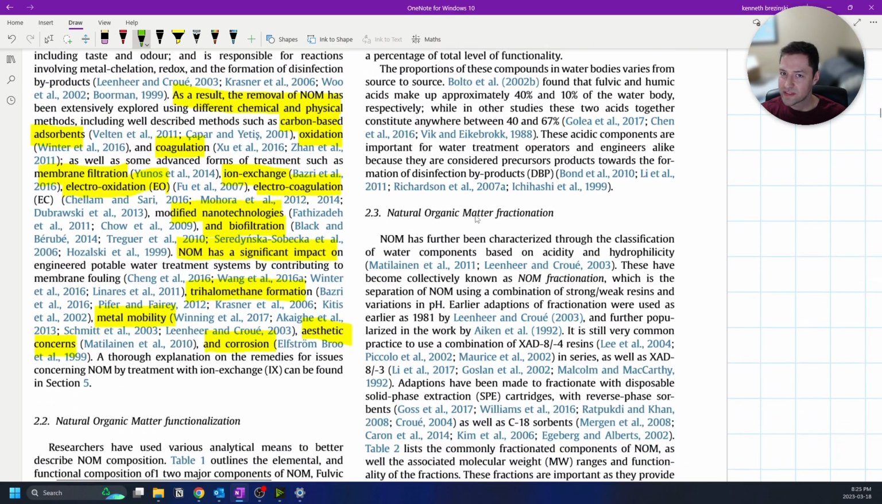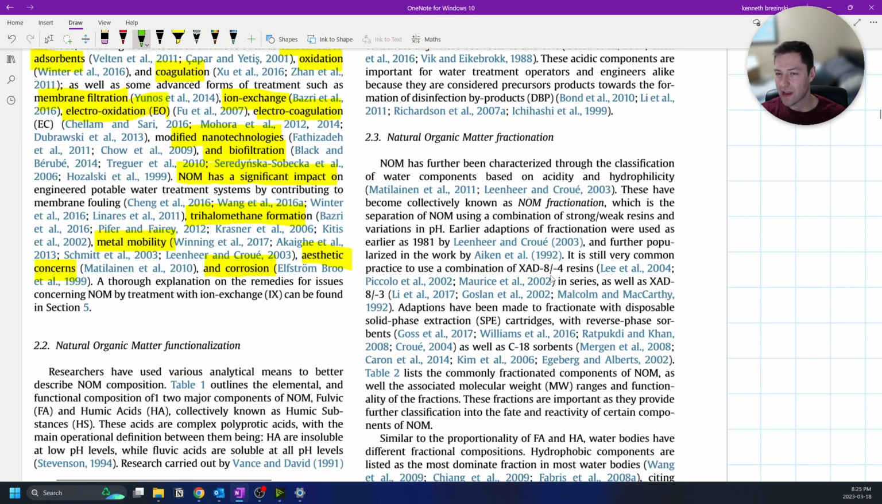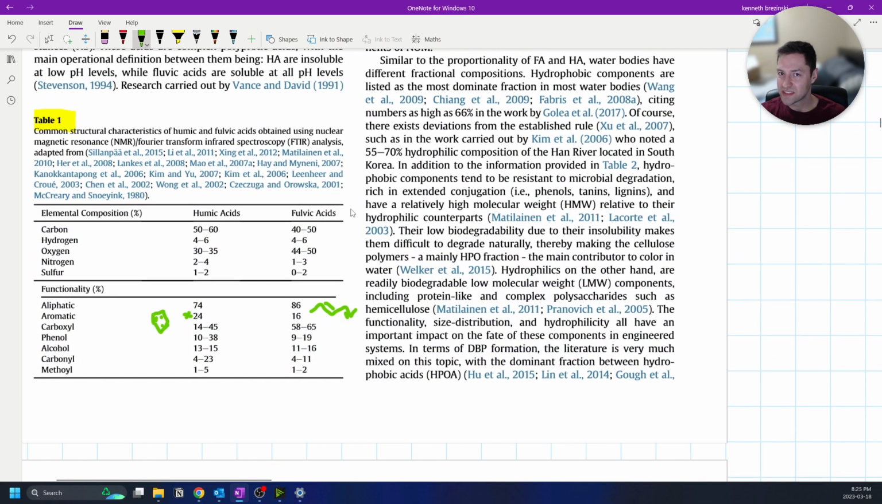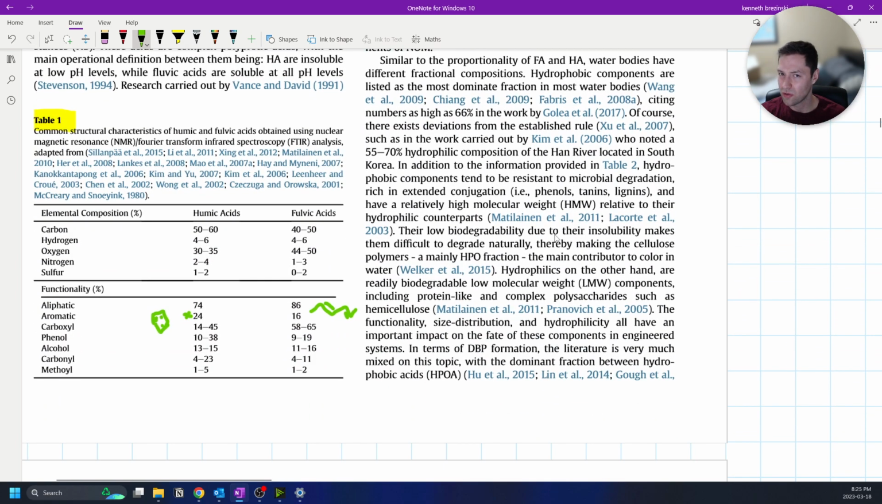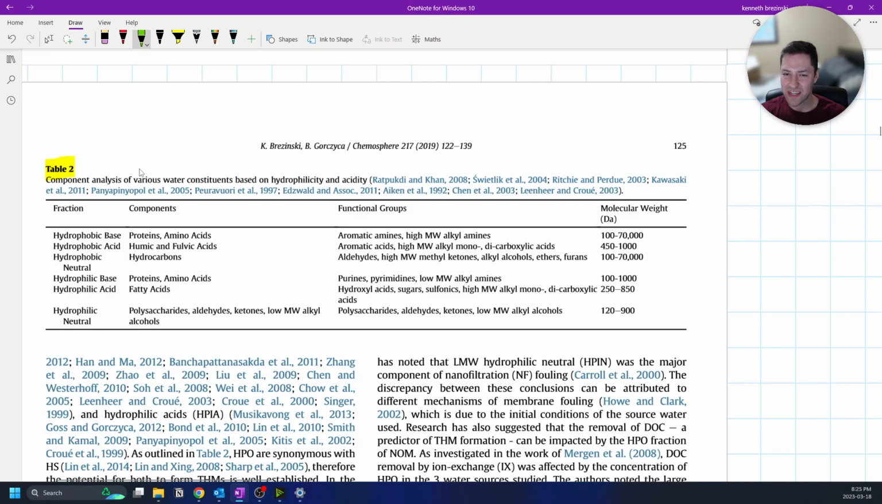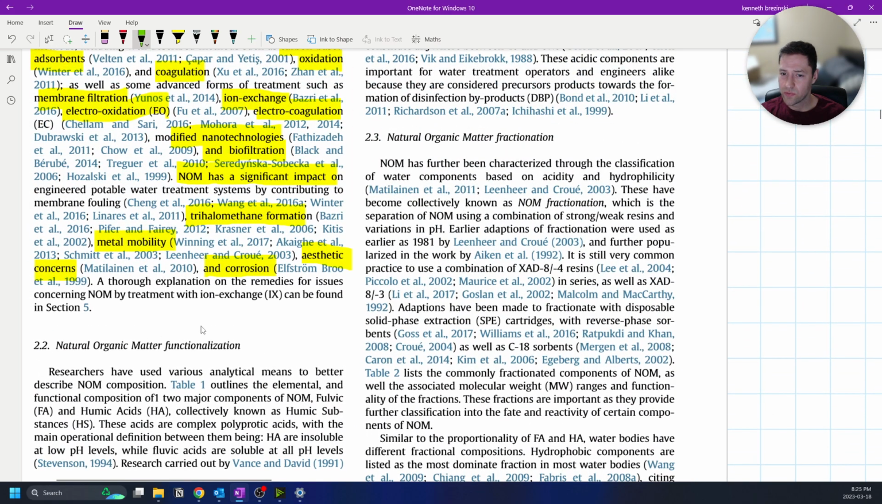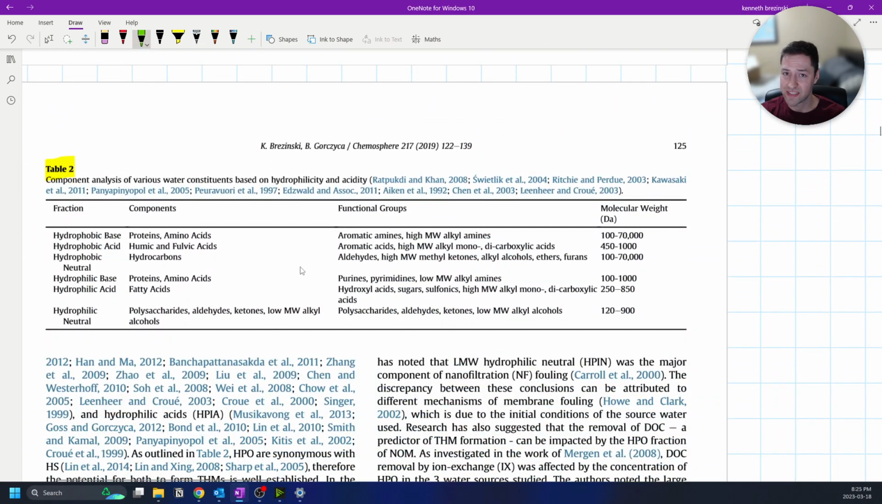And then we go more into something called natural organic fractionation, which is how we can fractionate between humic acids and fulvic acids, and how we can fractionate different molecular weight ranges. I'll go a bit more into that later on. This is actually the most important table that I want to focus on. We talked about the functional groups. Now this is the fractionation, where we're looking at the hydrophilicity and also the acidity and basicity of the groups. So we can always further characterize it in different forms.